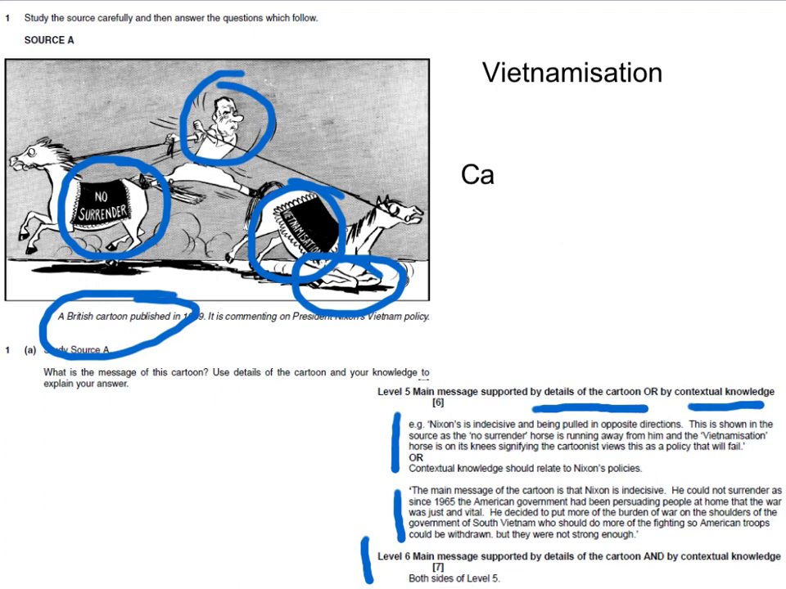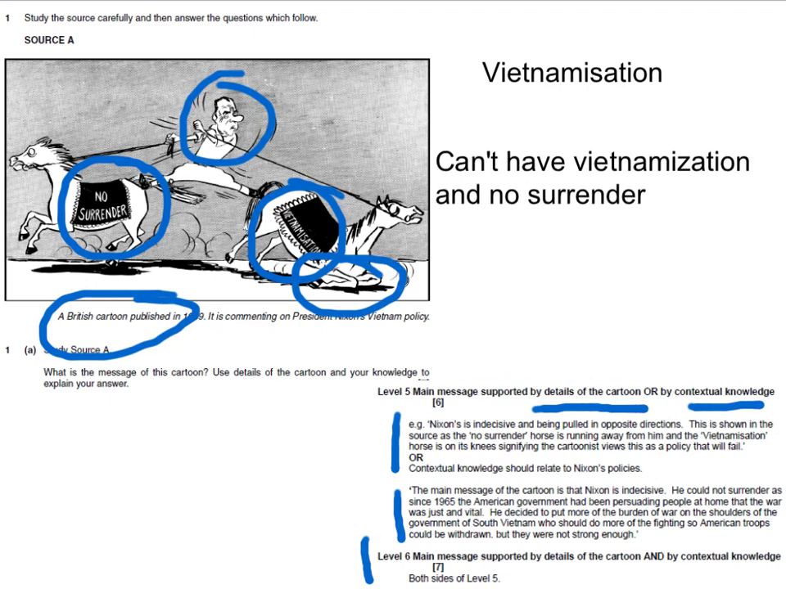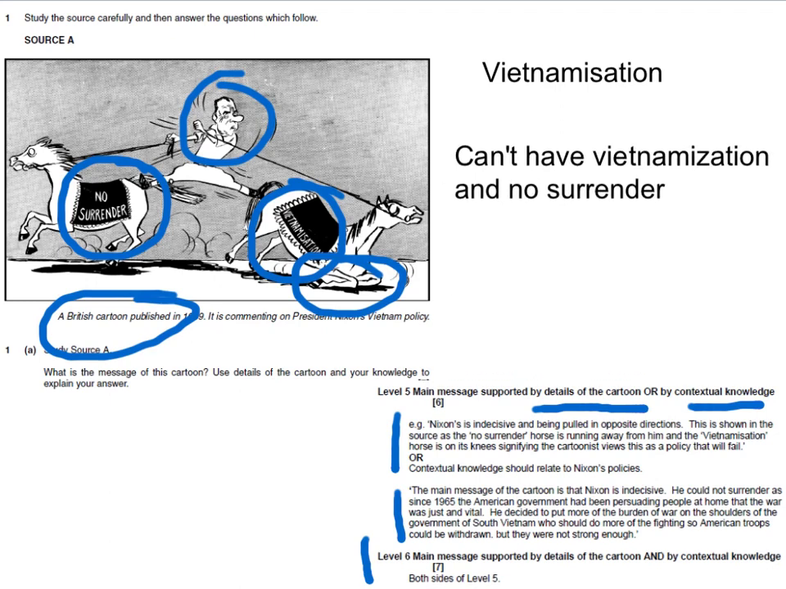You can't have both Vietnamisation and no surrender. That's the main message. And then to get top marks, I'm going to support that with, sorry, I've spelled it wrong, that's a spell check coming, my knowledge about Vietnamisation and my knowledge and details from the cartoon.